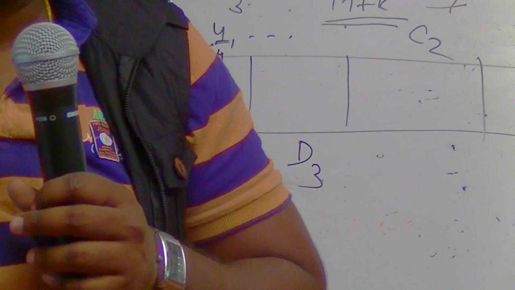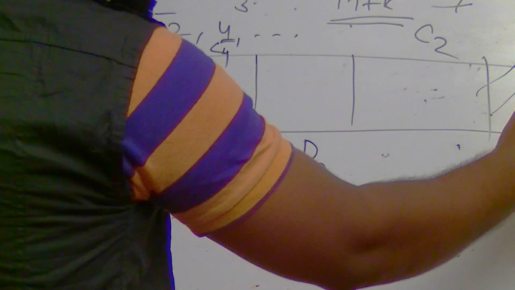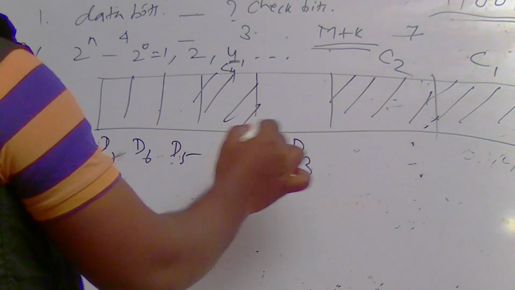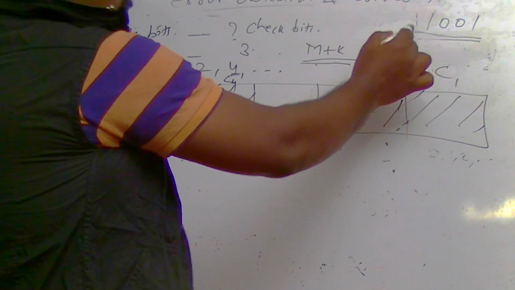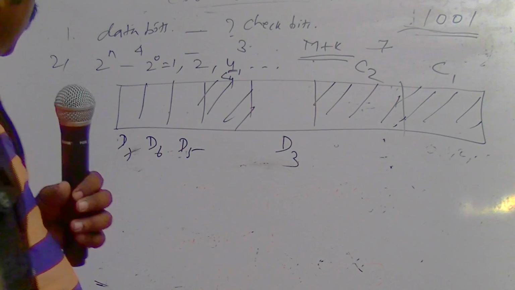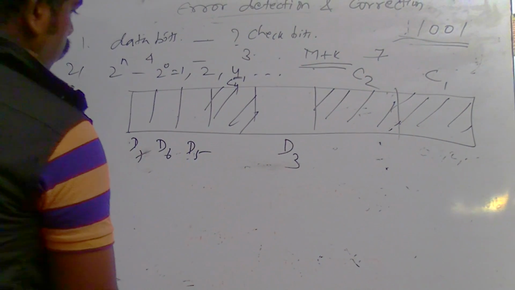Now it is very clear where the check bits come. This is C1, this is C2, and then this is C4. The remaining 4 bits we call data bits. So for 4 data bits I need 3 check bits. This is how we are going to do the format.